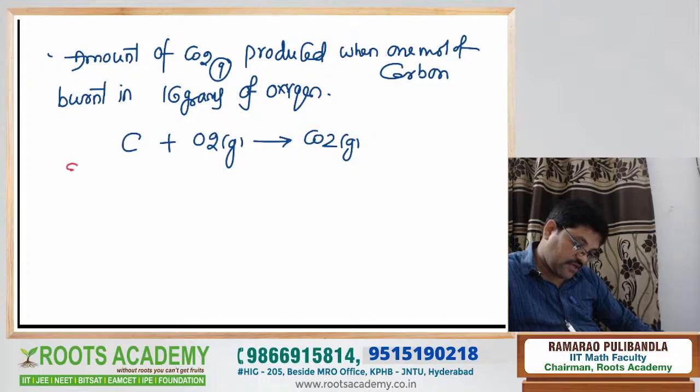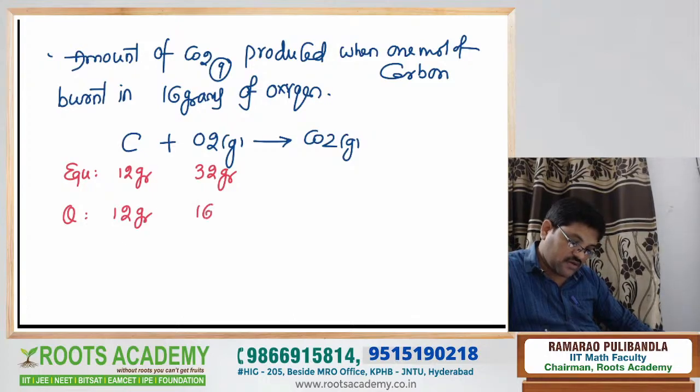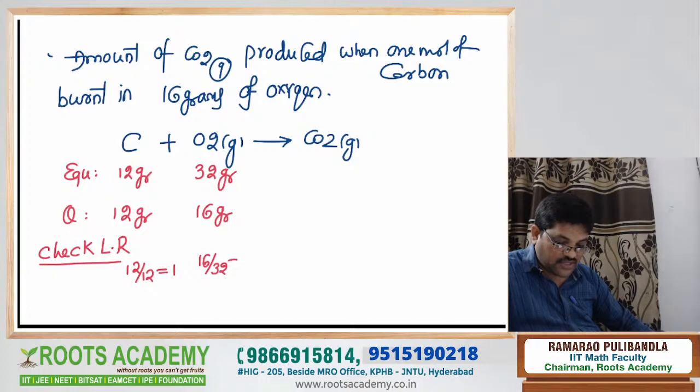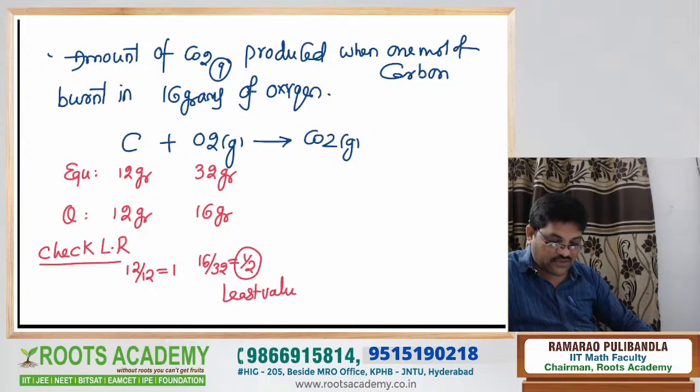According to the equation, 1 mole of carbon is 12 grams and oxygen is 32 grams. According to the question, 1 mole means 12 grams of carbon and 16 grams of oxygen. Now check the limiting reagent. Question by equation: 12 by 12 is 1, and 16 by 32 is half. Which is the least value? The least value is 1 by 2.